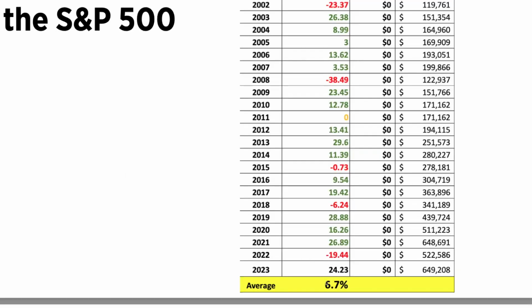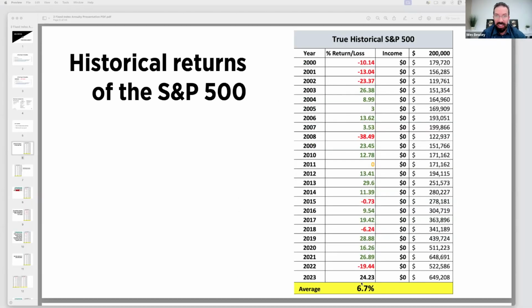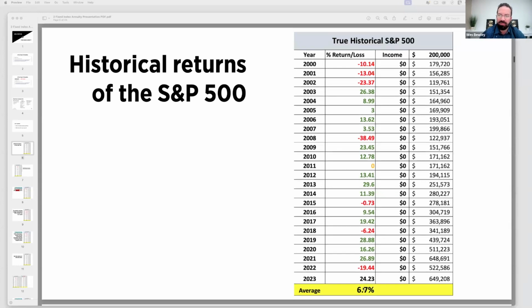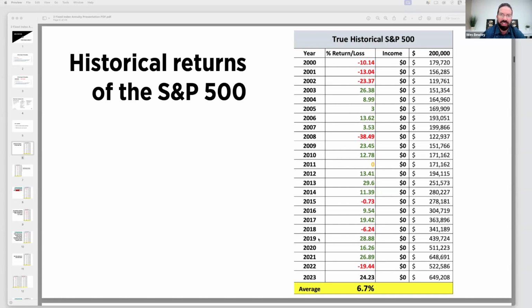And if you average it all out, you can see it's 6.7%. So not 10%, not 15% like you hear sometimes, not even 8%, right? The historical returns of the S&P 500 are 6.7% if we look at the past 23 years. But I want you to imagine the returns we could generate if we could eliminate these red years, okay?